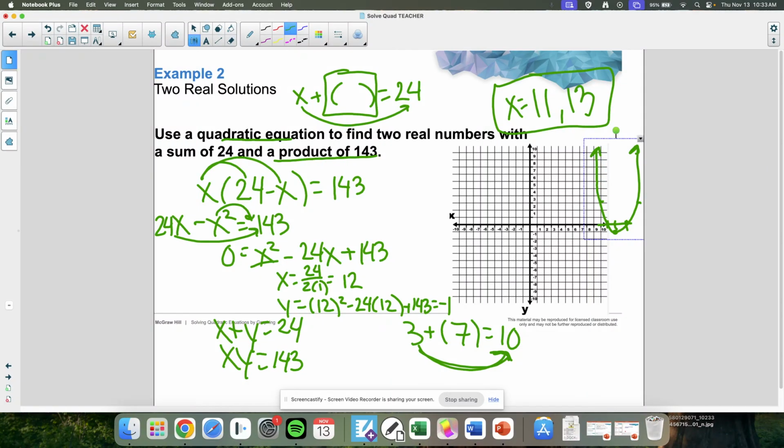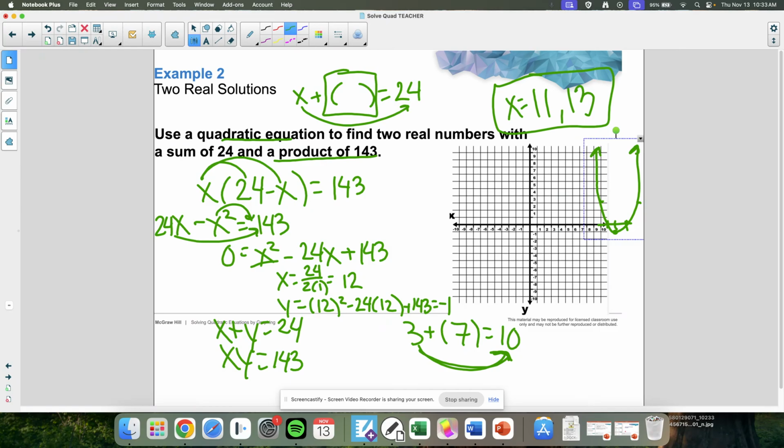Now here's the part. We needed two numbers that when we added them together equal 24. What's 11 plus 13? 24. We needed two numbers that when we multiplied them was 143. What's 11 times 13? 143. So these numbers fit that bill. So the idea of a quadratic solution is always going to be where it hits the x-axis.